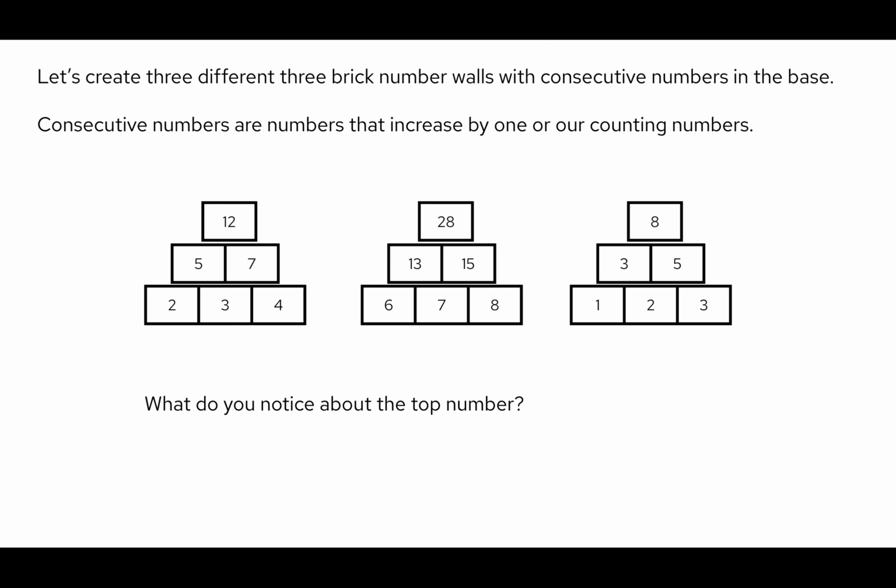Okay, what do you notice about the top number this time? Well, I noticed again that they're all even numbers because an odd plus an odd is an even. And I noticed that the middle row is always odd. I also noticed that they're all multiples of 4.